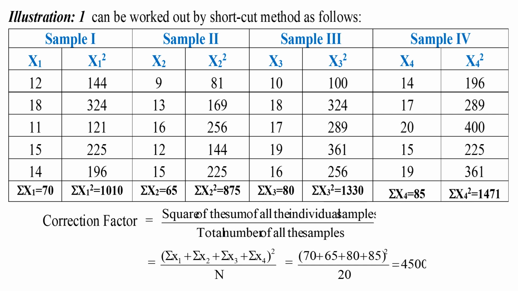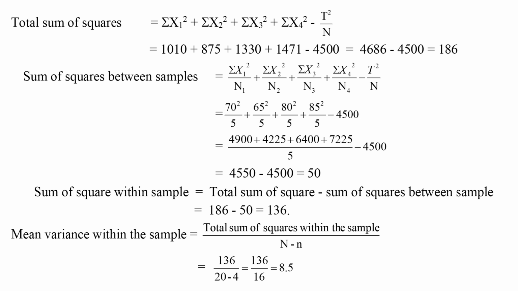An 8-column table should be prepared and the values given in the illustration should be recorded in columns 1, 3, 5, 7. In columns 2, 4, 6, 8 the squares of the respective values in columns 1, 3, 5, 7 should be calculated. The sum of such values for the 4 farms should be calculated. Correction factor equals 4500. Total sum of squares equals 1010 plus 875 plus 1330 plus 1471 minus 4500 equals 4686 minus 4500 equals 186. Sum of squares between samples equals 50. Sum of squares within sample equals total sum of squares minus sum of squares between samples equals 186 minus 50 equals 136.